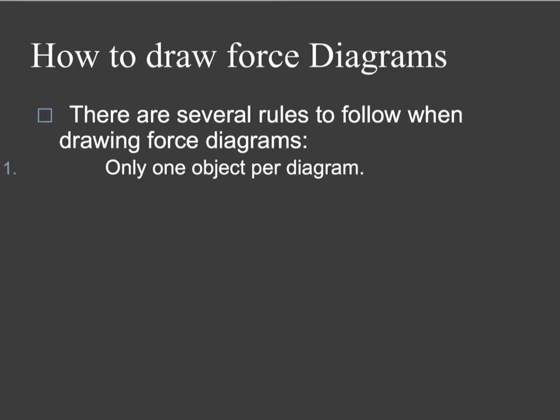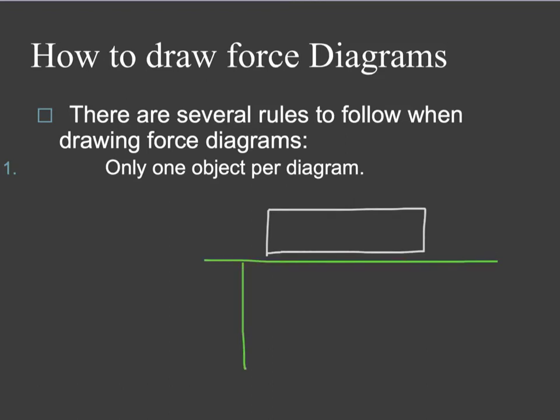So, there are several rules to follow when drawing force diagrams. First, there's only one object per diagram. So for example, we'll look at this example specifically in a second, okay? If you have a book sitting on some table, we don't need to draw both the book and the table. If we're talking about the forces acting on our book, we would only draw the forces on our book and only draw our book. We don't need to draw the table.